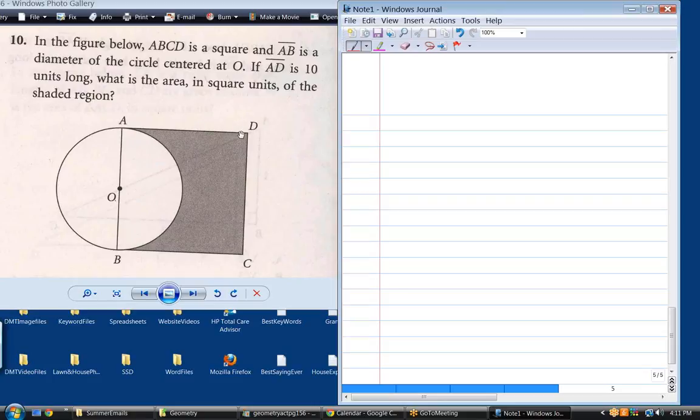If AD is 10, what's the area of the square? 100. What's the area of the entire circle? Entire circle. What's its radius?